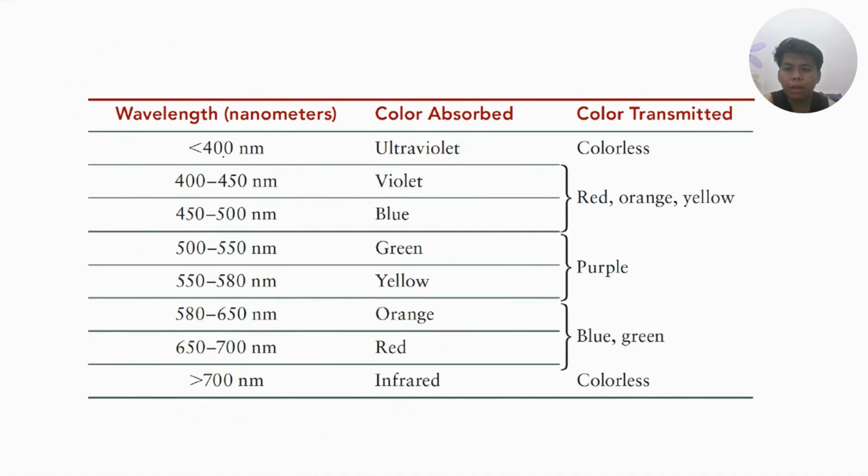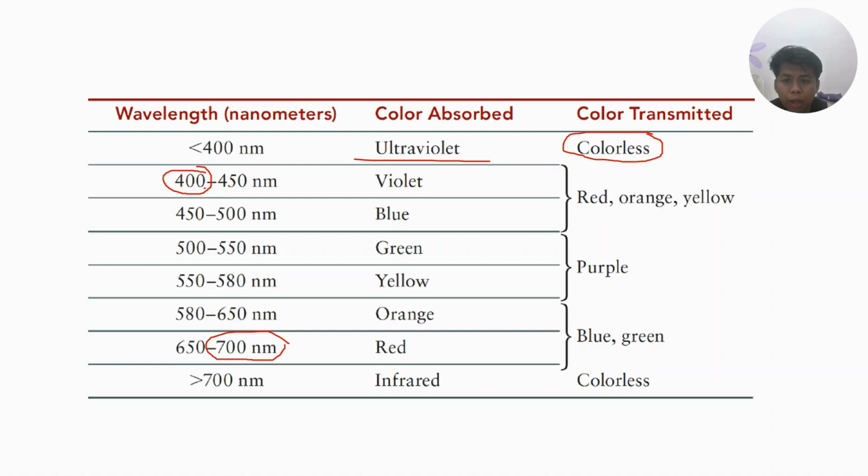Okay, let's start here. This just shows us the wavelength of the visible light that we actually see. Take note here that less than 400 nanometers is the ultraviolet ray region. These are colorless in nature, so we can no longer see them with our naked eye. But from 400 nanometers up to 700 nanometers, this is what we call the visible light.